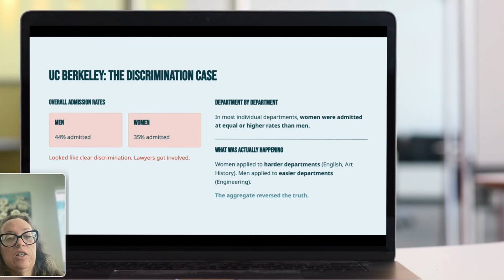So there is no simple algorithm for detecting Simpson's paradox. You have to think about the structure of your data. Are there subgroups that should be analyzed separately? Is the aggregate hiding important heterogeneity? Could the conclusion reverse if you disaggregated? So the lesson is, don't just look at the aggregates, examine the disaggregated patterns, examine the individual parts of it. Check whether your conclusions hold up when you break the data apart.